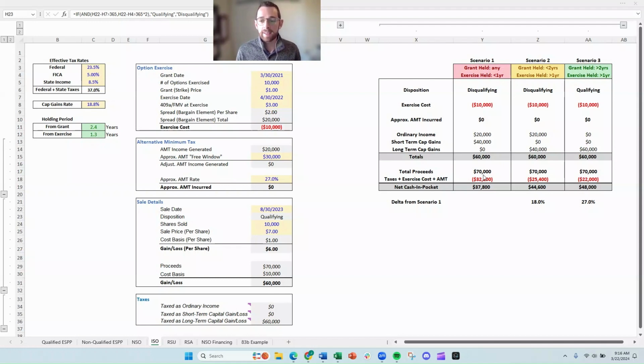So looking at these, I want to make sure that you understand how the taxes work. It doesn't necessarily mean that scenario 3 is better than scenario 2 and that scenario 2 is better than scenario 1. So I hope this helps in providing a high-level overview of how your ISOs are taxed.